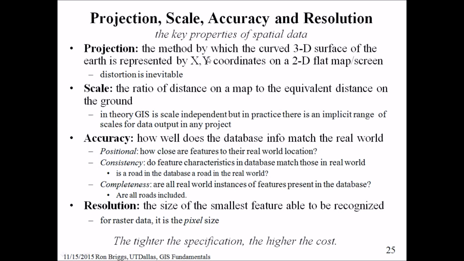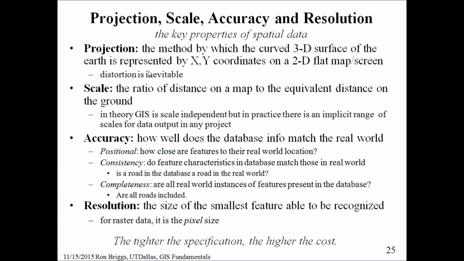Now, projection, scale, accuracy, and resolution are the key properties of any spatial data. If you talk about spatial data, you will first ask: what is the projection, what is the scale, what is the accuracy, what is the resolution? The projection is the method by which the curved 3D surface of the earth is represented by XY coordinates on a 2D flat surface. So basically, it is the representation of a 3D surface on a 2D flat screen.